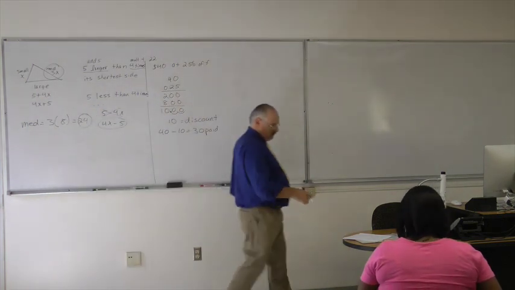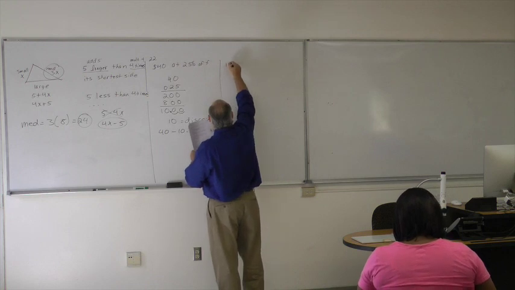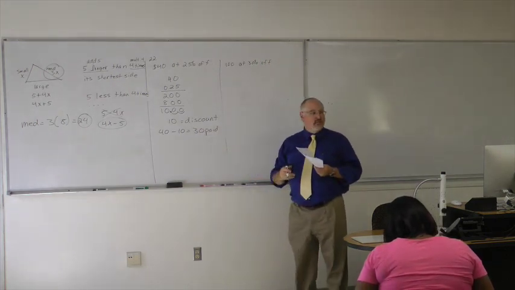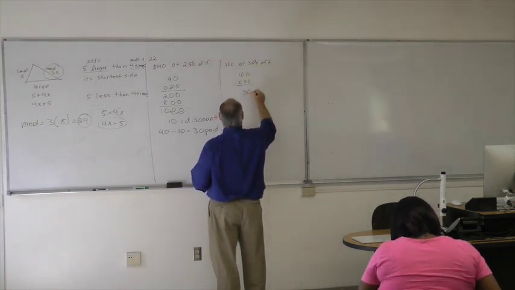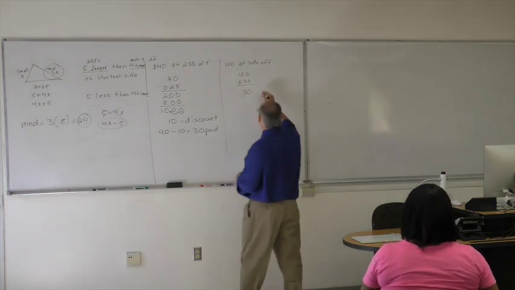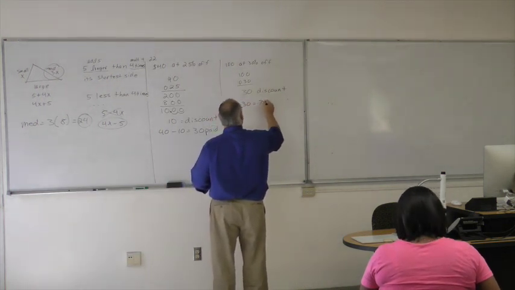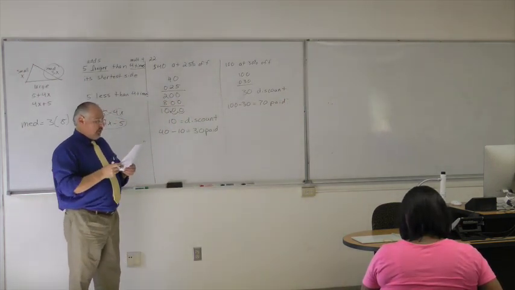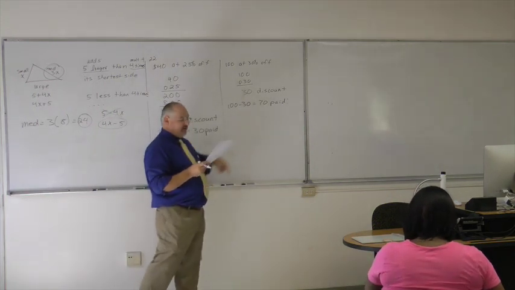All right, the next part is $100 at 30% off. So we can do this one the exact same way. 100 times 0.30, I'm just going to do that quickly and say it comes out to exactly 30. You can do the multiplication on your own. So this again is the discount. So 100 minus 30 means it's $70 paid. So Jamal paid $30 for the shoes and $70 for the jacket.